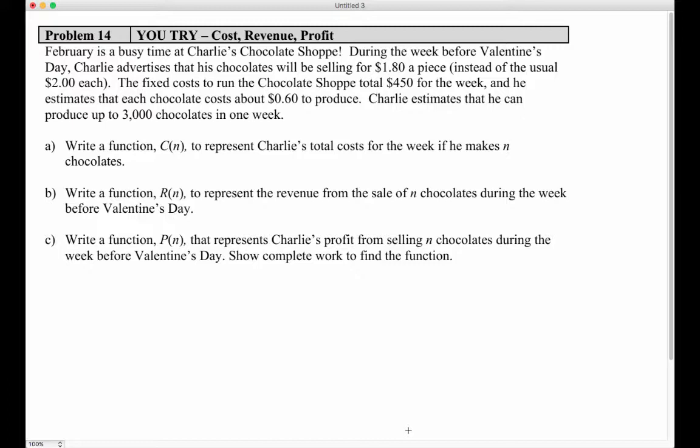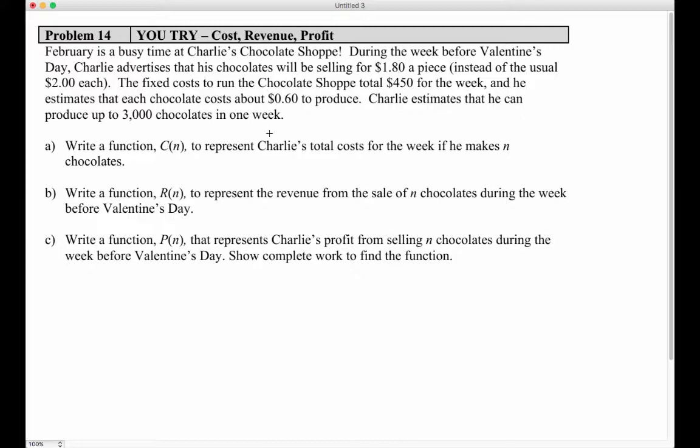February is a busy time at Charlie's Chocolate Shop. During the week before Valentine's Day, Charlie advertises his chocolates will sell for $1.80 a piece instead of the usual $2 each. The fixed costs to run the chocolate shop total $450 a week, and he estimates that each chocolate costs about 60 cents to produce. Charlie estimates that he can produce up to 3,000 chocolates in 1 week.